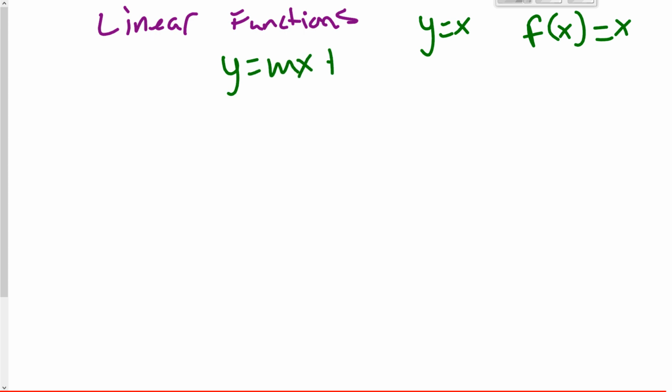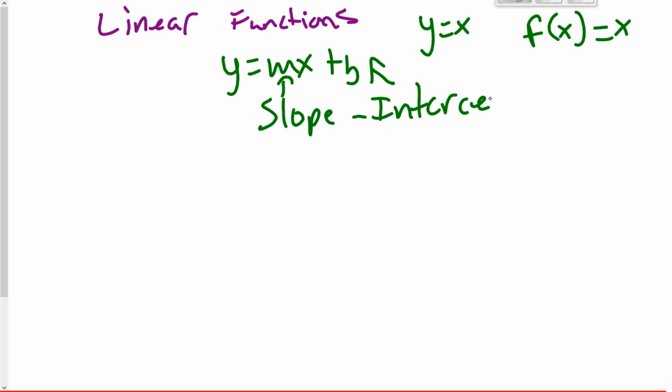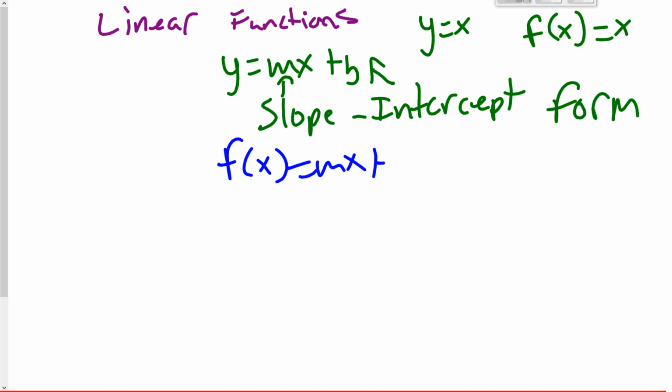All right, that is slope intercept form, because we're given our slope, which is m, and our intercept, which is b. Intercept form. Probably spelled that wrong. That's okay. Okay. And so if we write in function notation, it's just f of x equals mx plus b. Excuse me. Sorry. Okay. So that's slope intercept form.